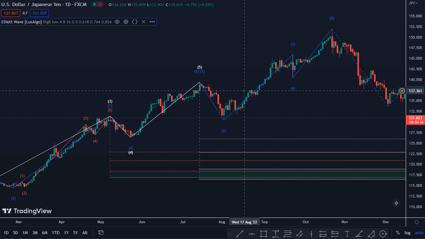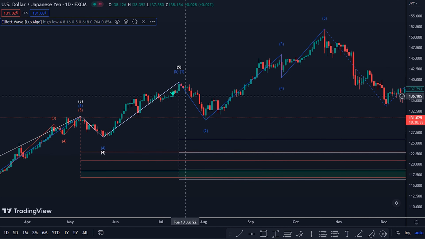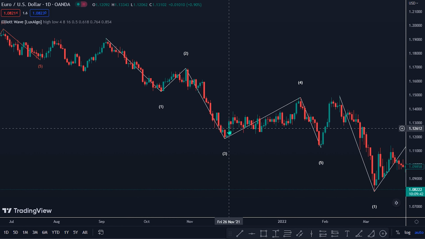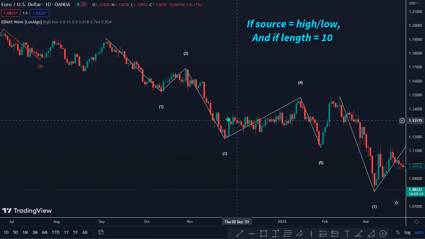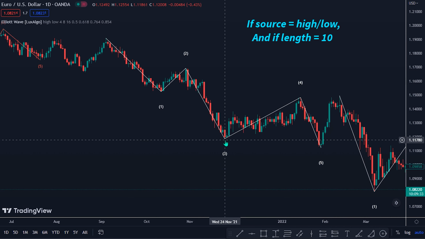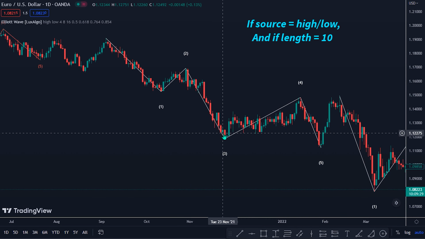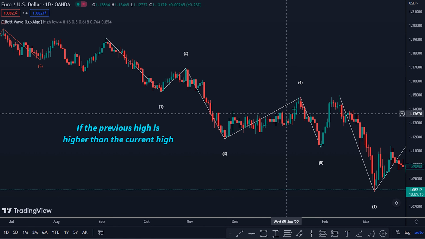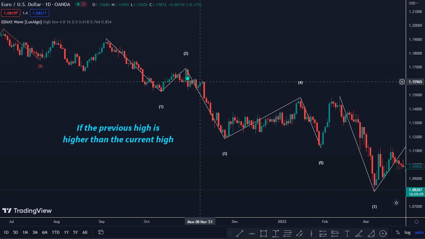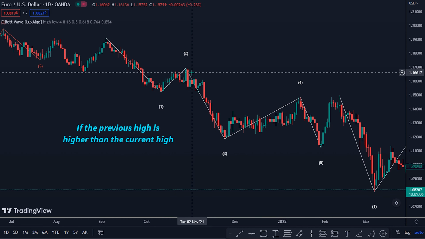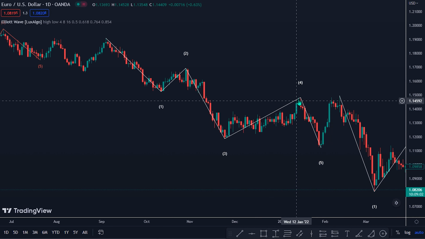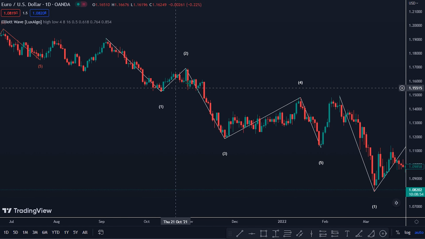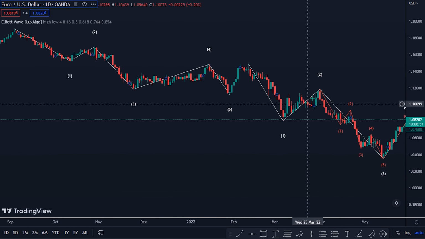Now, how does the Elliott Wave LuxAlgo indicator work in the market? The source and length check whether a new pivot point is found. For example, if source equals high or low, and if length equals 10, then there is a new pivot high if the previous high is higher than the current high, and the highs of 10 bars prior to the previous high are all lower. These pivot points are used to form zigzag lines, which in their turn are used for pattern recognition, as we can see on this price chart.